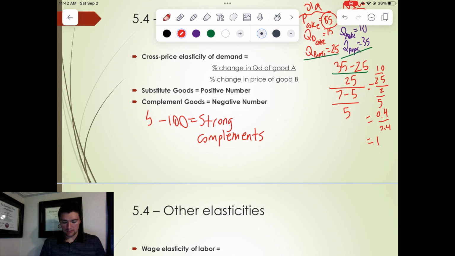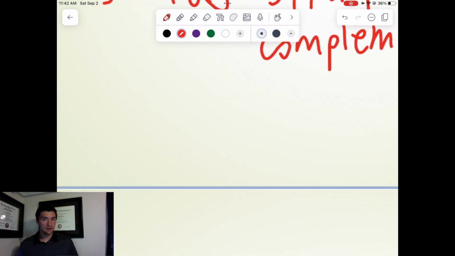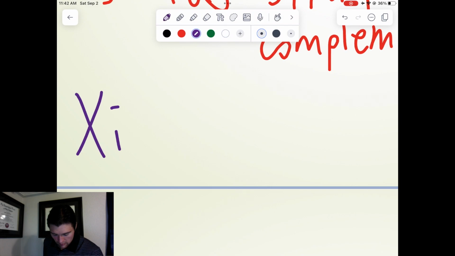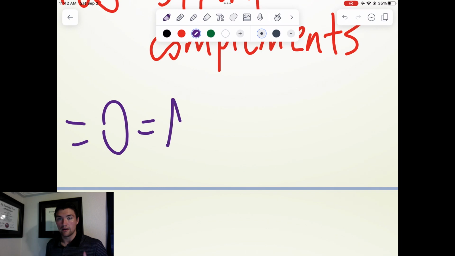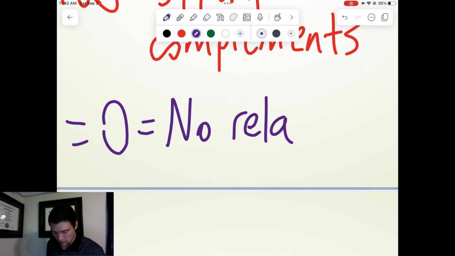Okay. So what would that mean if we got closer to 0? Well, if we got closer to 0, right, that would mean that they are not really complements and they're actually farther from being substitutes. So if you calculate the cross price elasticity of demand and it equals 0, that means there is no relation. They are not substitutes, they are not complements. So no relation.